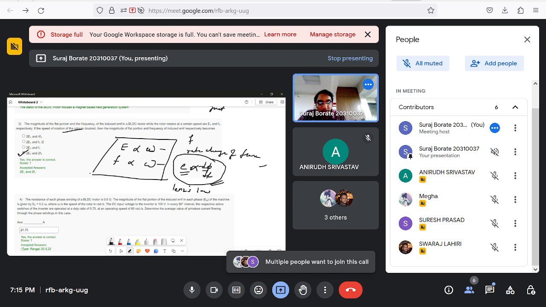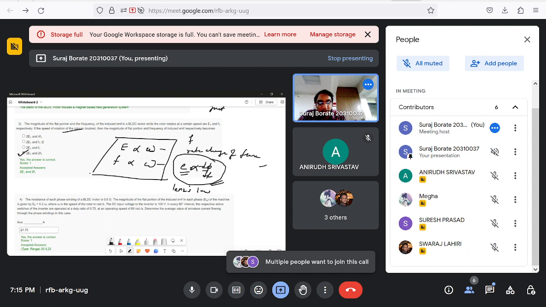It is nothing but the angular speed. The angular speed is directly changing the magnetic field. So that is the logic behind this. E is directly proportional to omega. And what is the logic behind F is directly proportional to omega? That is what we saw in the first diagram.